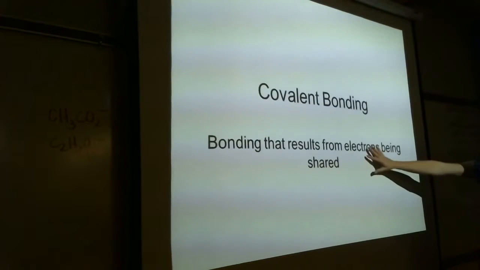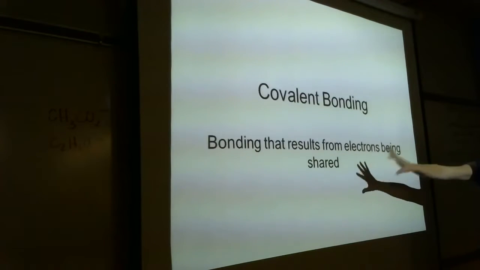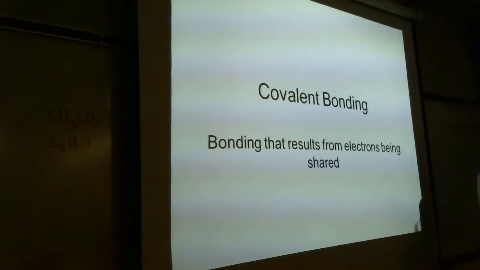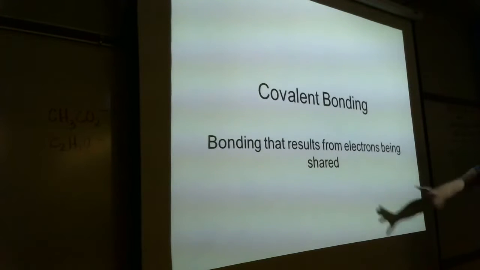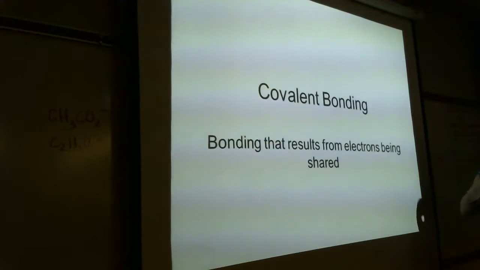When we're talking about covalent bonding, okay, that's totally different. In this scenario, electrons are being shared, right? So in ionic bonding, we gain or lose electrons to become electronically stable, and that's what gives us our cations and our anions. Whereas in covalent bonding, we share electrons between atoms, and that's what gives them electronic stability.